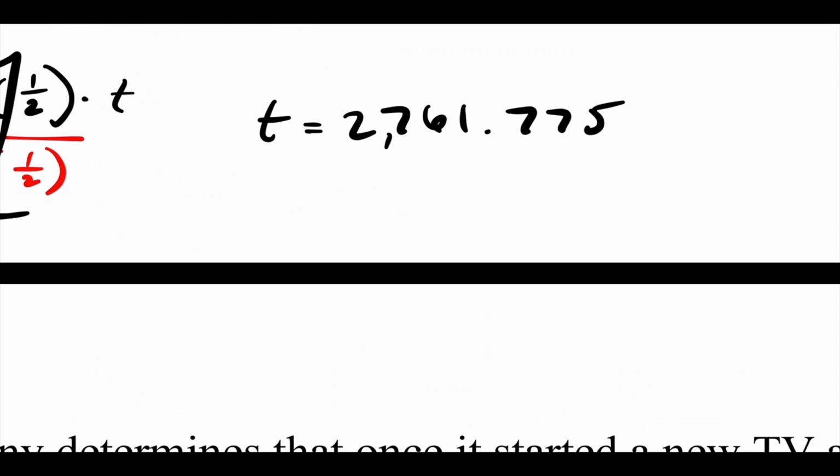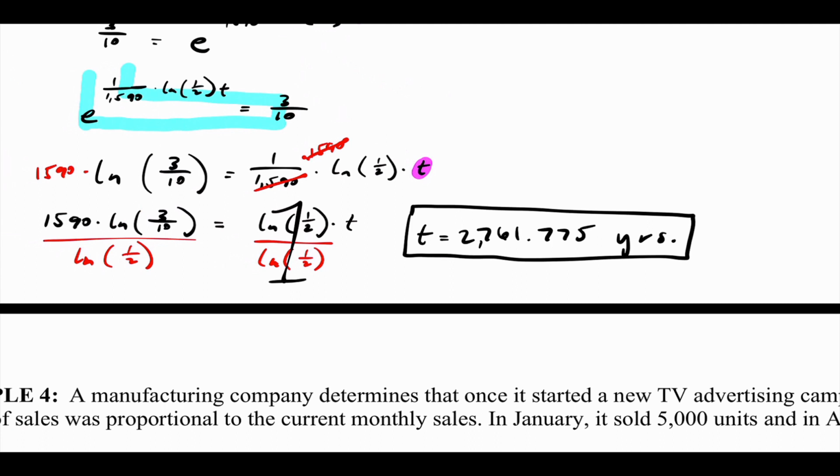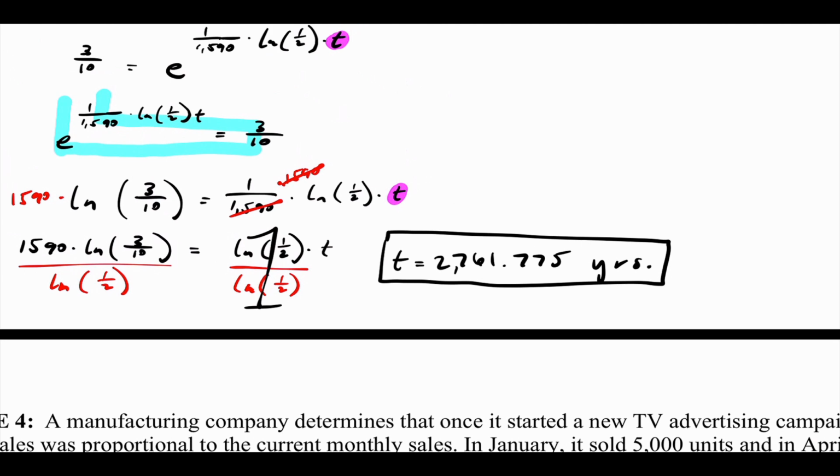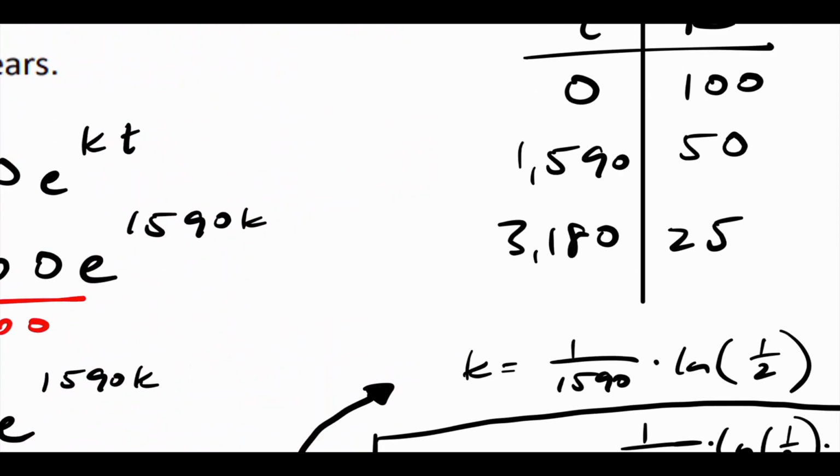So how did we measure time in this problem? Hours, minutes, years, days? This one was years because it was half-lives, right? So it's going to be years. Last thing you should always, always, always do is to see if it makes sense. Would 2,761 make sense on my table? Well, we found out when this was 30, right?